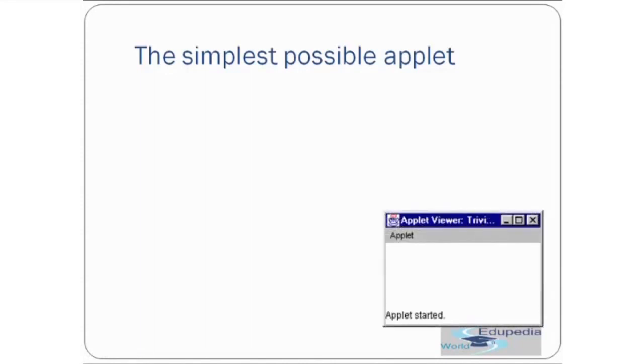Now, the simplest possible applet. Let's see one of the simplest possible applets. I would say a box, or an applet viewer, where the applet is running. You see in this applet we are just printing "applet started". That's why this is mentioned.